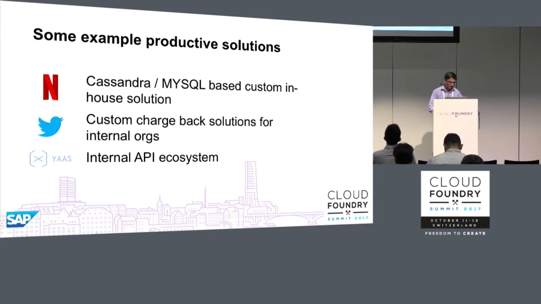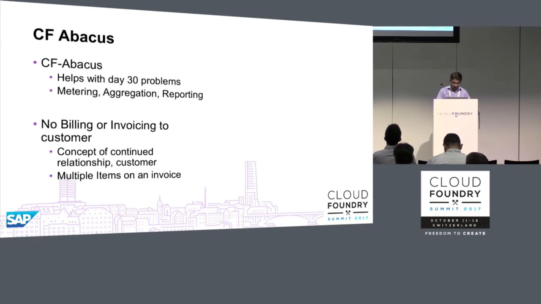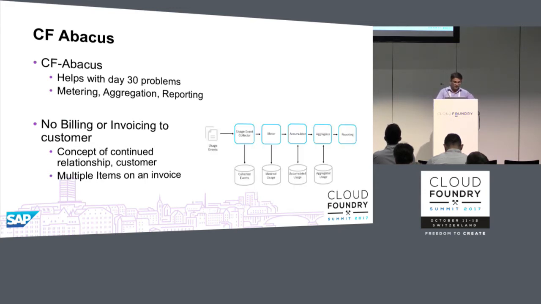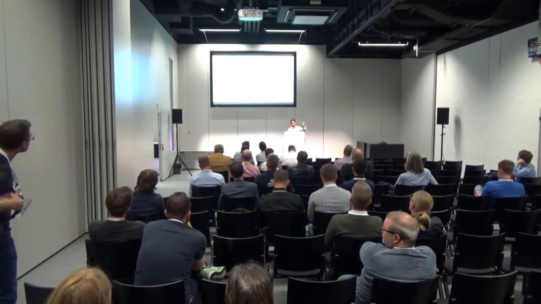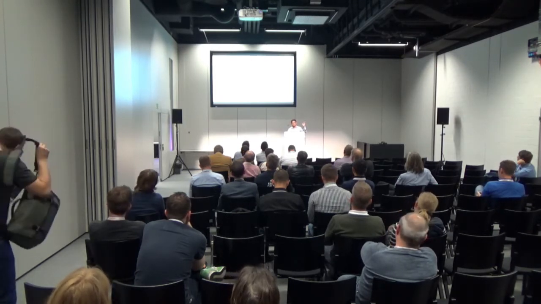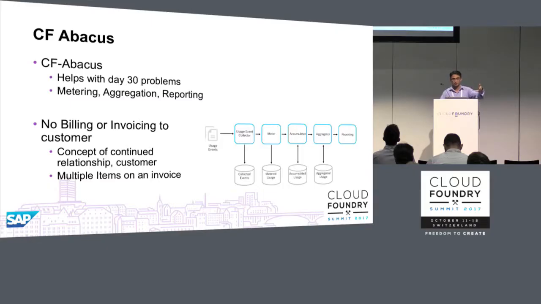Now, the topic for this talk was CF Abacus and revenue engine. So CF Abacus is one side. How many people have attended Bosch sessions, any Bosch session today? So Bosch helps you with which operations? Day 1, day 2? Day 1 to make the applications run beautifully, and day 2 to keep it running. So I call CF Abacus helping with day 30 problems. Now I need to charge my customers. So that's my day 30 problem after a month.